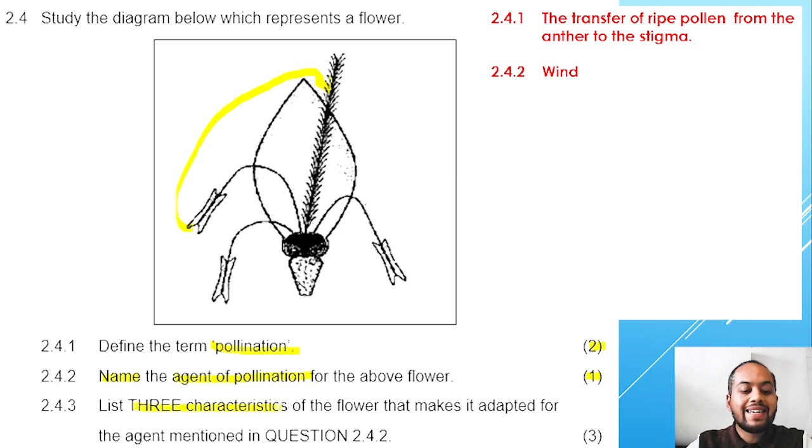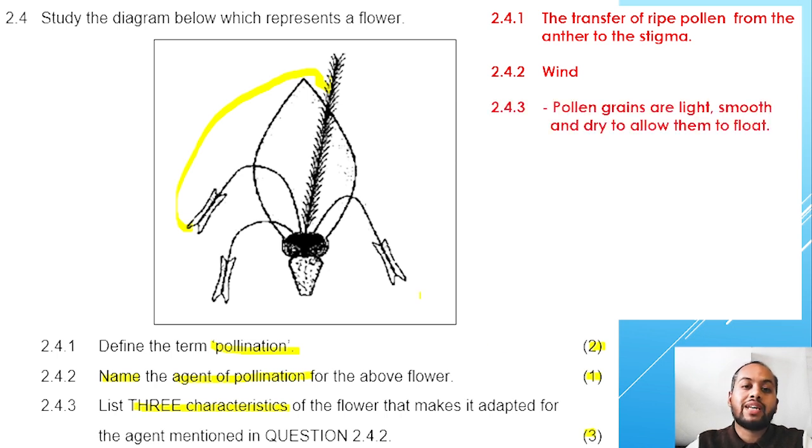2.4.3, list 3 characteristics of the flower that makes it adapted for the agent mentioned. Very, very important. You need to be able to list structural adaptations of wind pollinating flowers, bird pollinating flowers, as well as insect pollinating flowers. This question asks you to list 3 characteristics of the flower that make it adapted for the agent of pollination in question 2.4.2. What was that agent of pollination? It was wind. So we are giving the structural adaptations of wind pollinating flowers.